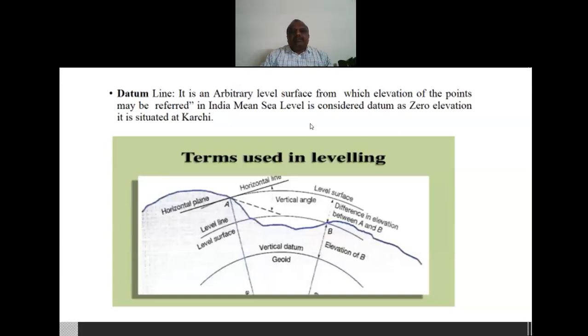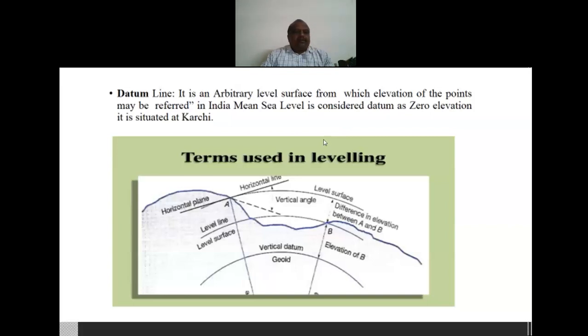The next one is level line. A line lying in a level surface is called a level line. Therefore, it is normal to the plumb line at all points. What do you mean by horizontal line? It is a line tangential to the level line at a point. We can call it a horizontal line.